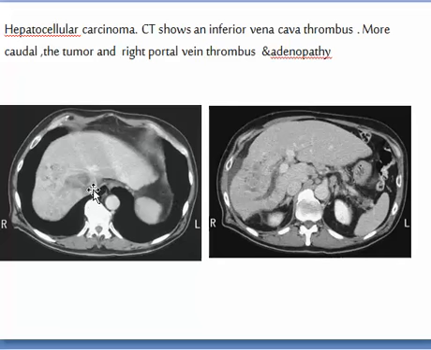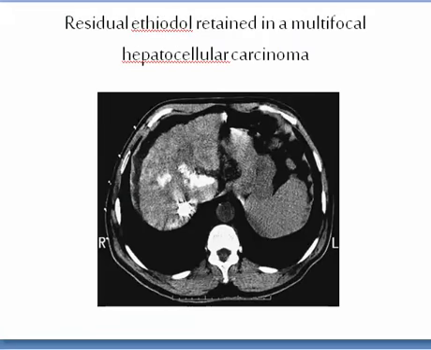Inferior vena cava and portal vein, right branch, thrombosis with the tumor mass here, and the tumor is showing heterogeneous enhancement. Minimal ascites is seen. A residual ethidol retained in multifocal hepatocellular carcinoma oil.